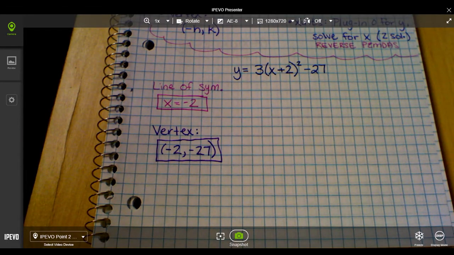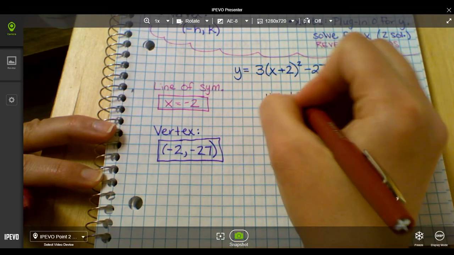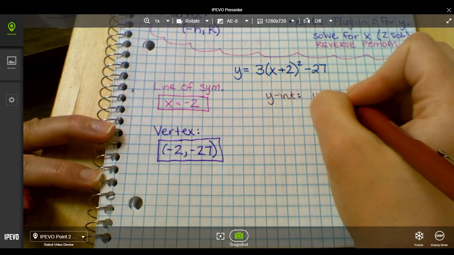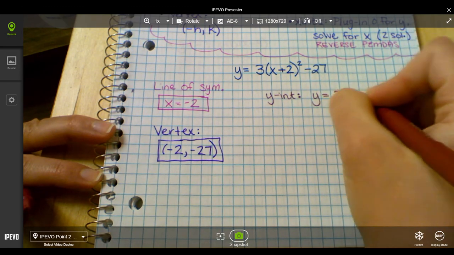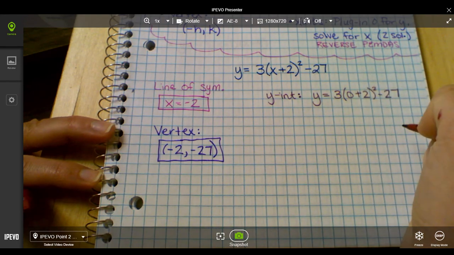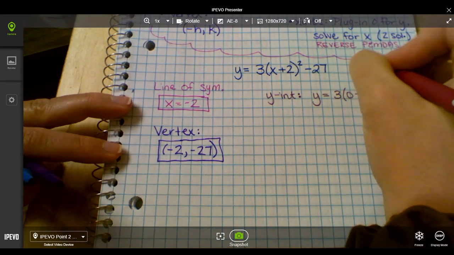Now let's do the harder parts. So let's solve for our y-intercept first. It's a little bit easier. So my y-intercept, I always solve for y with my y-intercept, and I make the other variable, in this case x, 0. And then I just have to use PEMDAS. I'm just going to write PEMDAS up here.